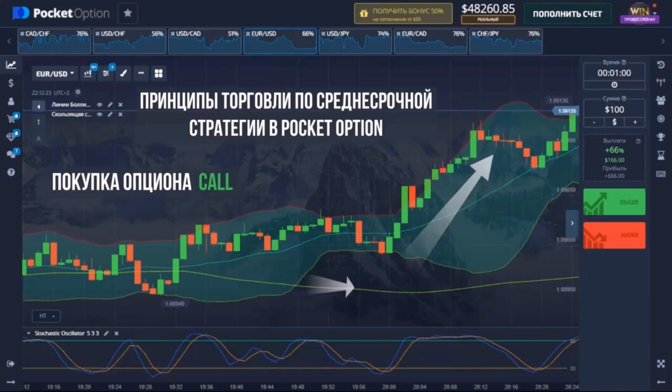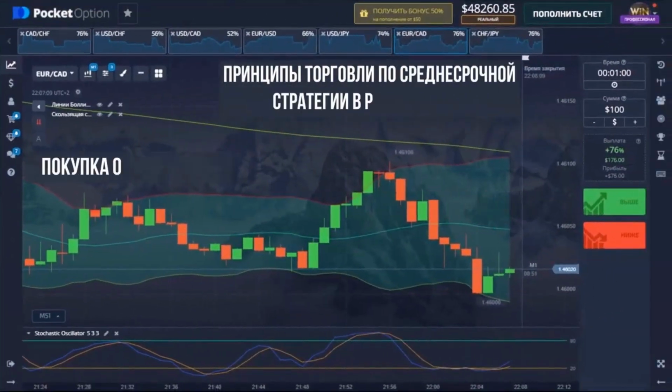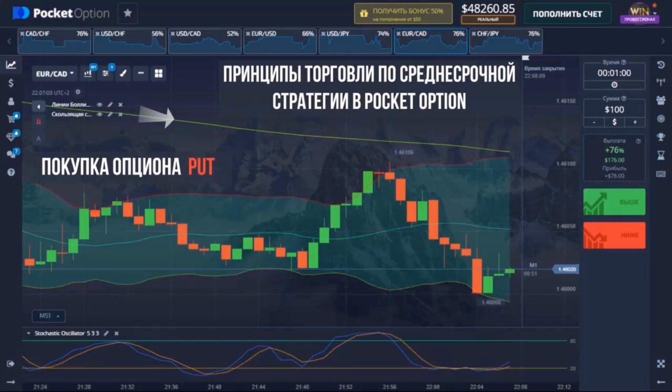below the price chart, and you can open a trade when the price has bounced off the lower Bollinger Bands line. At the same time, in the stochastic indicator window, the signal line exited the oversold zone and moved above the horizontal 20 level. Put options are opened in the opposite situation.